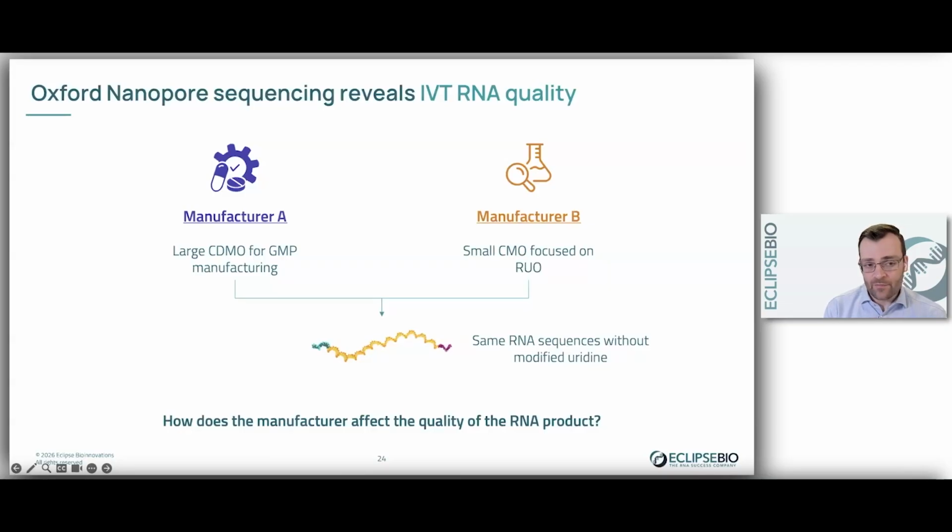And so I'm now going to show a different RNA that was produced in which we gave an RNA sequence to two manufacturers. Manufacturer A was a large CDMO with GMP manufacturing capabilities, while manufacturer B was a smaller contract manufacturing organization more focused on research use only. We gave them both the same exact RNA sequence. We asked them to produce it with just standard uridines, so no base modifications present, using their standard plasmid sourcing, their standard manufacturing processes, and then asked, do we see differences in the quality based off sequencing between the two manufacturing runs?